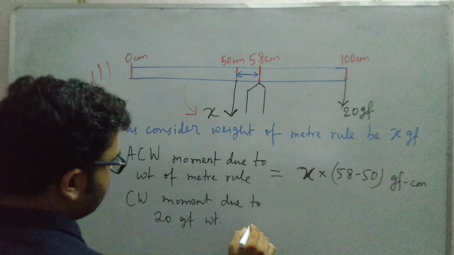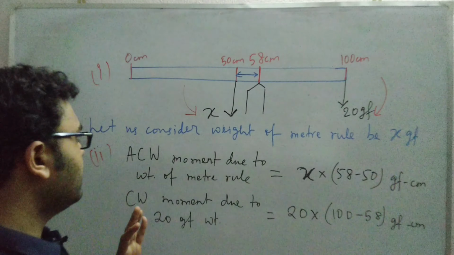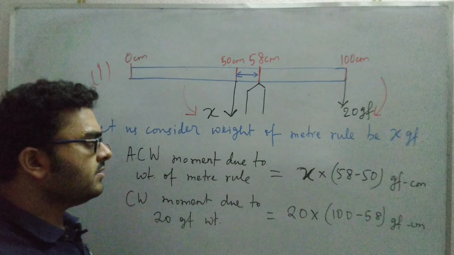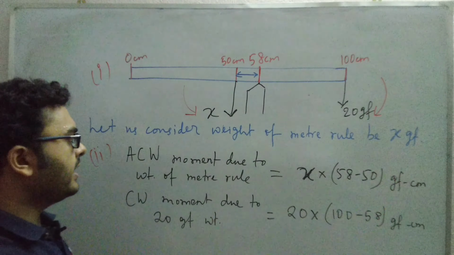Now we know that when anything is in equilibrium condition, obviously the total anti-clockwise moment will be equal to the total clockwise moment. So using that principle, we will equate these two moments. Please, if you have not noted it down, pause the video and note it down. We will be proceeding towards the second part of the solution.